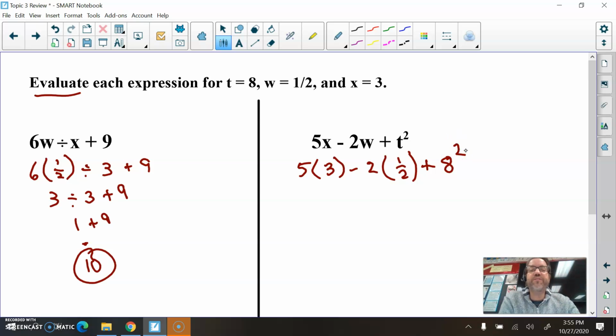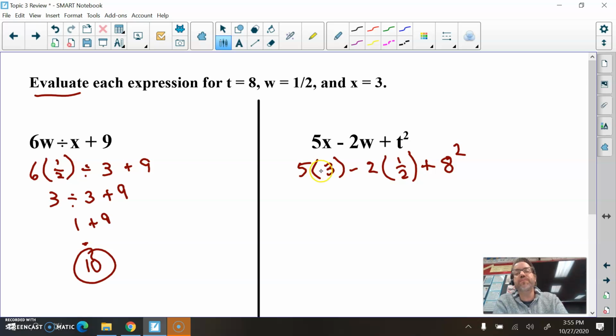All right, now, if you follow your order of operations, next thing we would do would be the exponents. But you see how 8 squared is a separate term from the 2 times 1/2 or the 5 times 3. They're separated by this minus sign and this plus sign here. What's nice about that is I can just solve each of the terms, find each of the values of each of the terms, and then do my subtracting and adding.